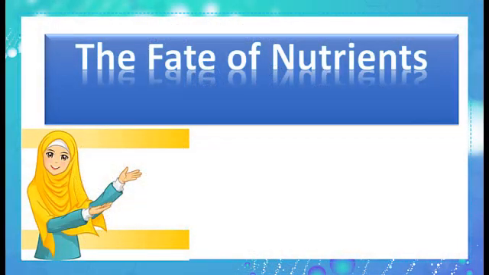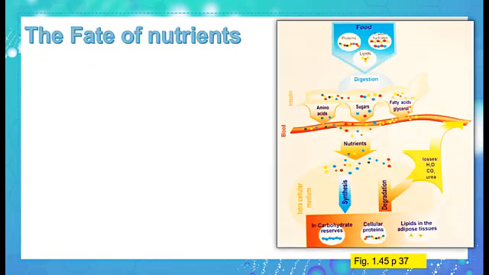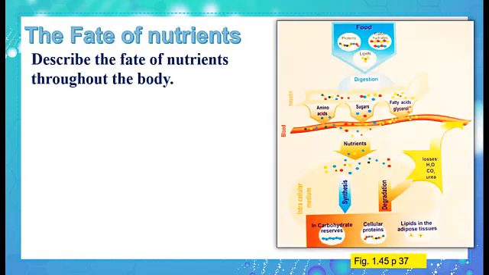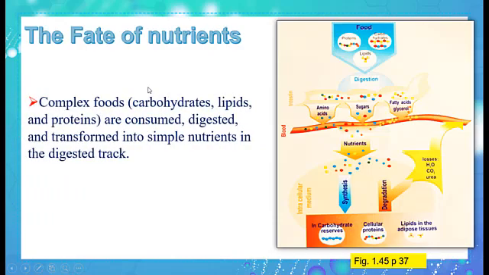We talked about the food in our body, but what is the fate of this food? This is what we are going to talk about now, the fate of nutrients. Let's describe the fate of nutrients throughout the body. If you look at this figure, what do we have? We have complex food such as carbohydrates, lipids, and proteins. These complex foods are consumed, digested, and transformed into simple nutrients in the digestive tract.